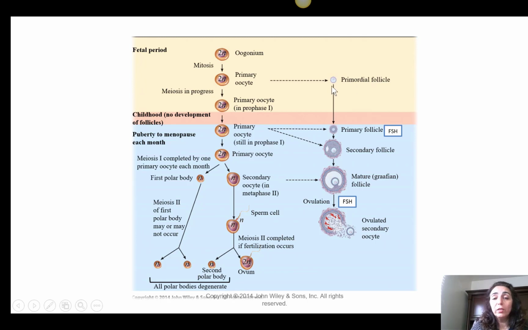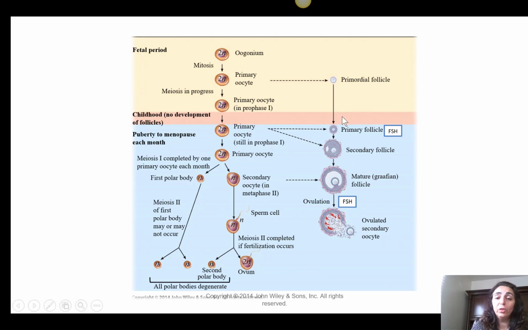And as you can expect, it's very small, right? Then it remains like that during the whole fetal period, and it remains the same in childhood too. After birth, all the way to puberty, we have only primordial follicles.